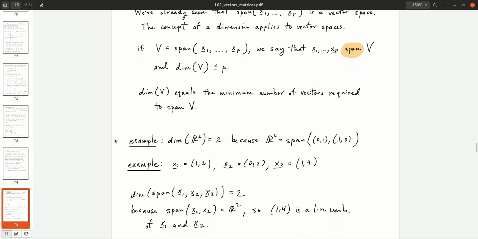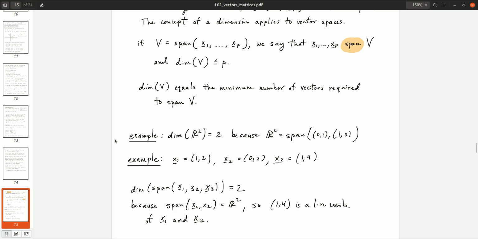Okay, so let's look at an example of the dimension of a vector space. The dimension of R2, which is a vector space, has to be 2 because R2 equals the span, as we saw before, of (0,1) and (1,0). If we were to take out, for example, the second vector, we would get the span of (0,1), and that would not be equal to R2. The span of (0,1) is not the same thing as R2. Therefore, the dimension of R2 has to be 2.